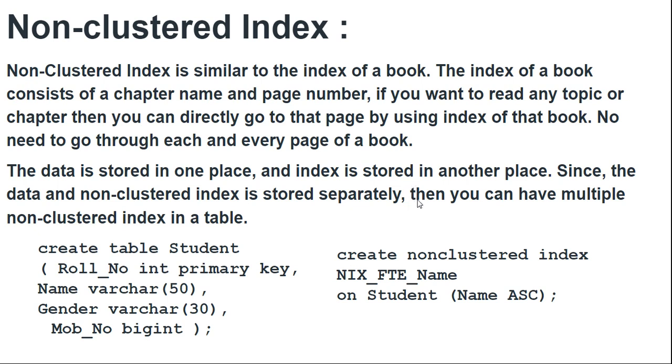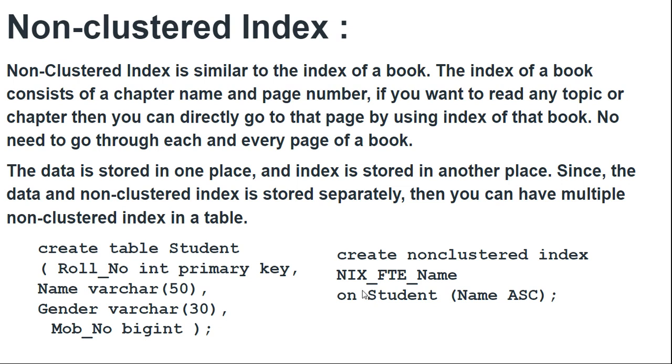What is a non-clustered index? A non-clustered index is similar to the index of a book. The index of the book consists of the chapter name and page number. If you want to read any topic or chapter, then you can directly go to the page by using the index of that book. No need to go to each and every page of the book.